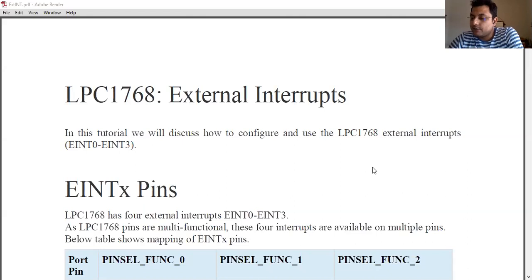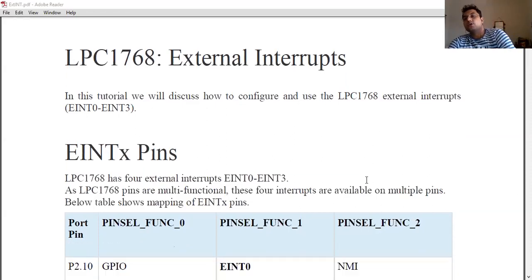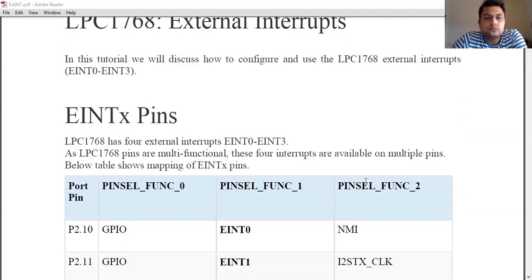So in LPC1768, as I have already mentioned, we have 4 interrupts. The naming convention is external interrupt 0, EINT0 to EINT3. So 4 interrupts are there. Corresponding to 4 interrupts, obviously we require 4 pins, which we can configure, and then your system can understand that these pins are for external interrupts. So these are fixed pins.